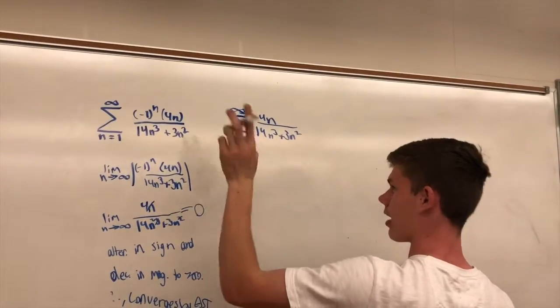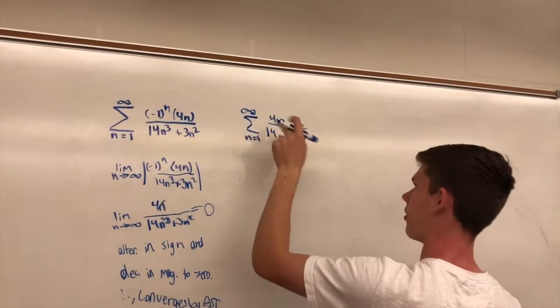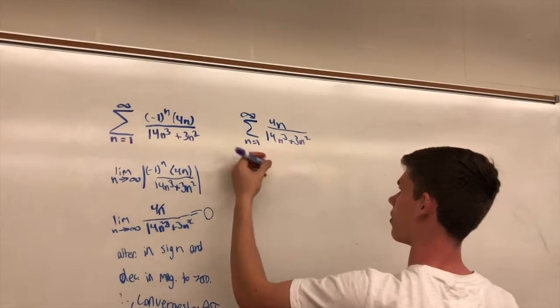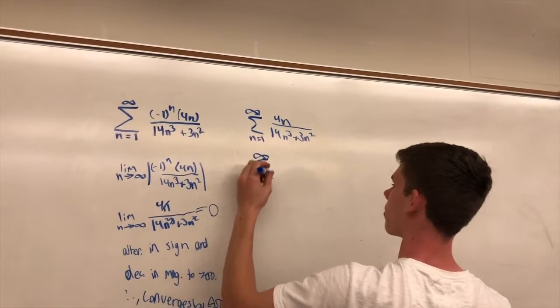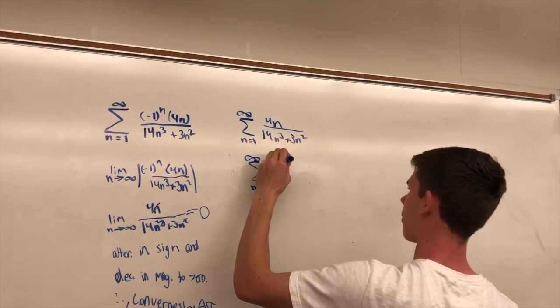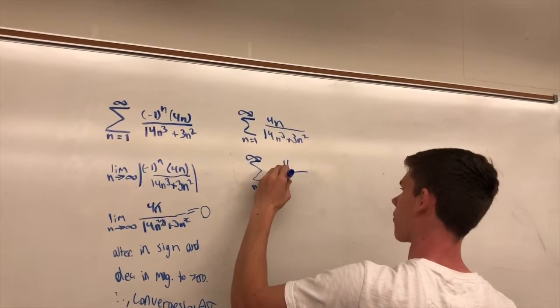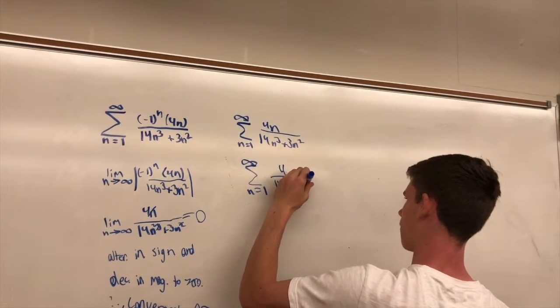So now we just take out the negative 1 to the n and try to solve it like this. So 4n over 14n cubed plus 3n squared. The first thing I'm going to do is take out the n and n in the function. So then we get 4 over 14n squared plus 3n.